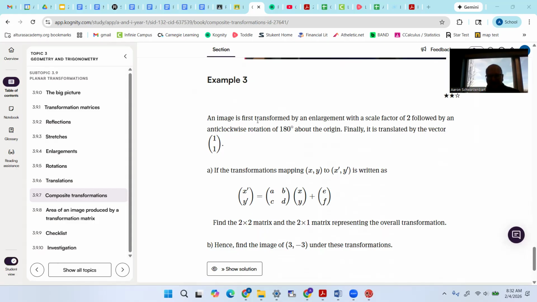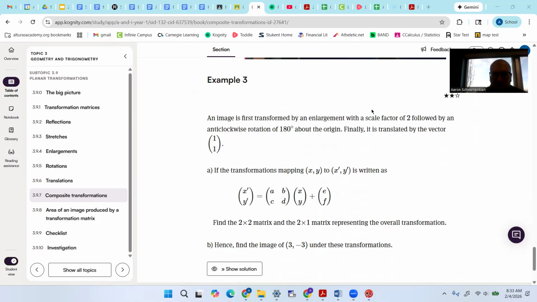So here's the thing. An image is first transformed by an enlargement with scale factor 2, followed by an anti-clockwise rotation of 180 degrees about the origin. Finally, it is translated by the vector (1, 1). So they want it to be in this form: x prime, y prime equals the matrix a b c d times x y, plus e f. Find the 2 by 2 matrix and the 2 by 1 vector representing the overall transformation.